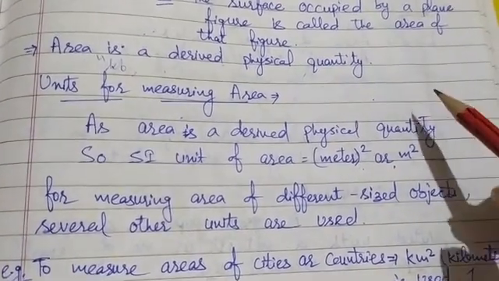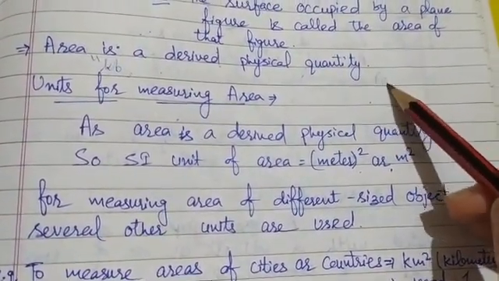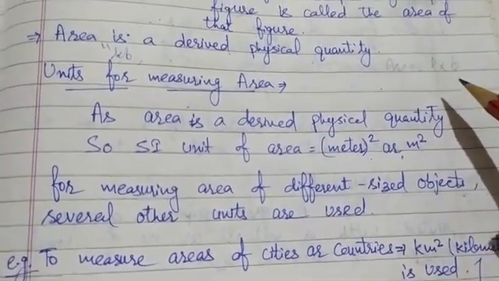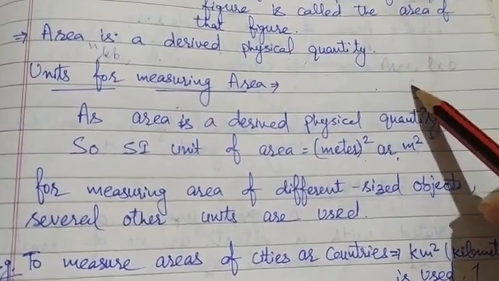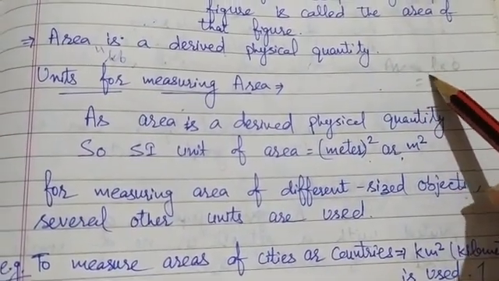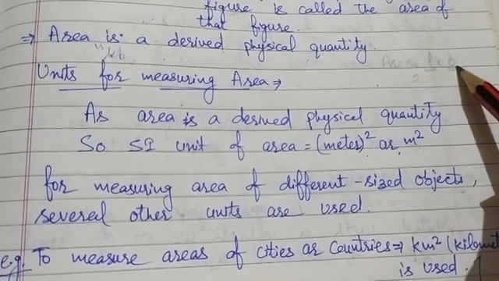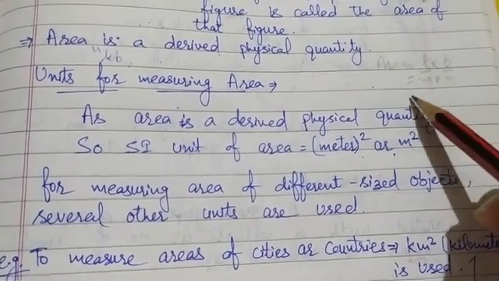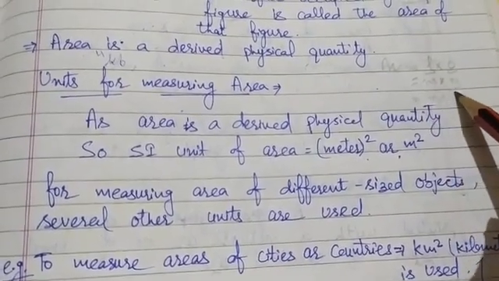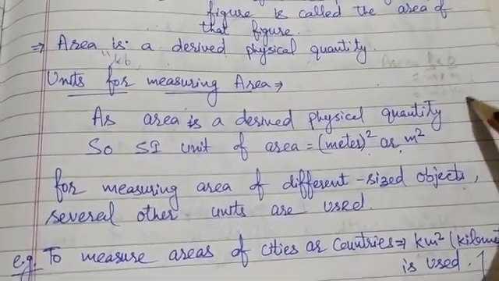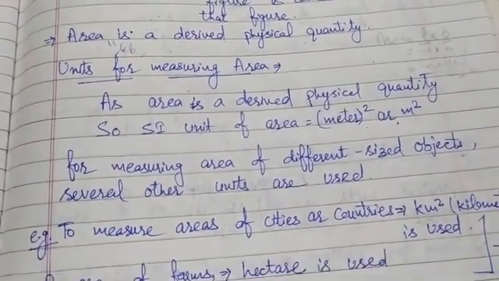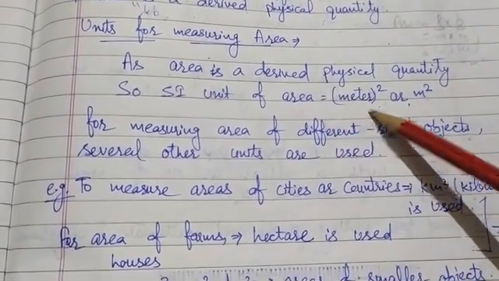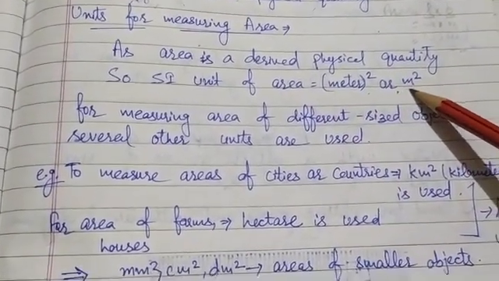For example, the area of a rectangle can be written as length multiplied by its breadth. The SI unit of area can be written by writing the SI unit of length and the SI unit of breadth. So that will be equal to meter multiplied by meter, that will be equal to meter square, or m². So as area is a derived physical quantity, the SI unit of area is meter square, or symbolically m².